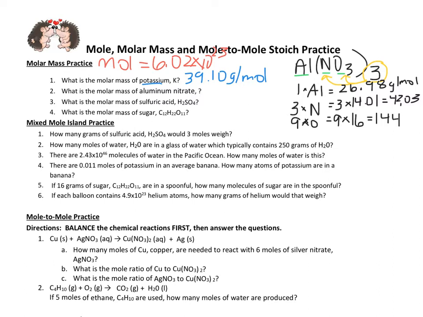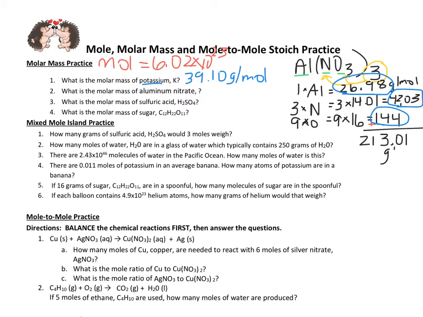Okay. So these are all the atoms separate, taking into account how many atoms we have of each in this compound. So now what we're going to do is add all of these numbers together. We're going to add up 26.98 plus 42.03 plus the 144, and we're going to get our final answer. So let's do that real quick. 26.98.